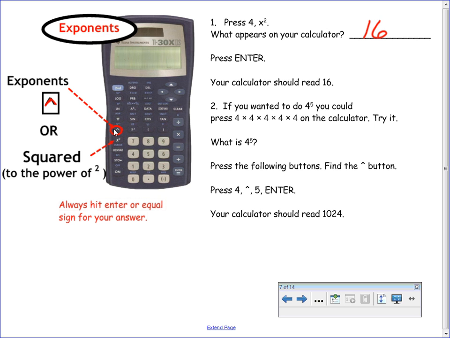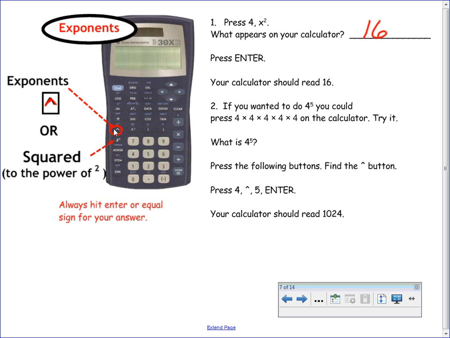So here's what you're going to do. Clear your calculator. 4. Hit that chevron or arrow button. Hit 5. And then hit enter. Did you get 1024? Okay, so that's how you would use an exponent other than 2.